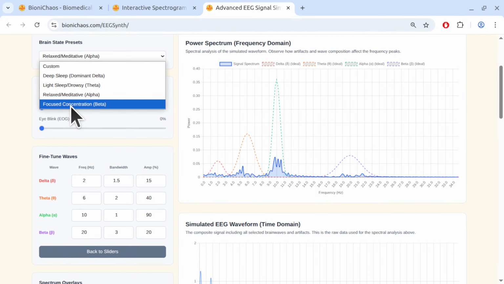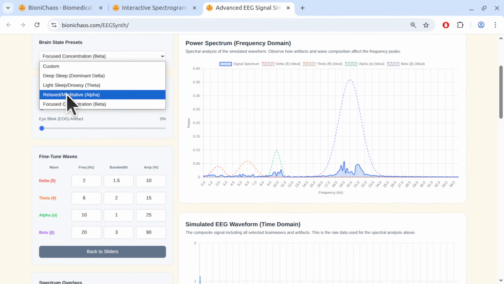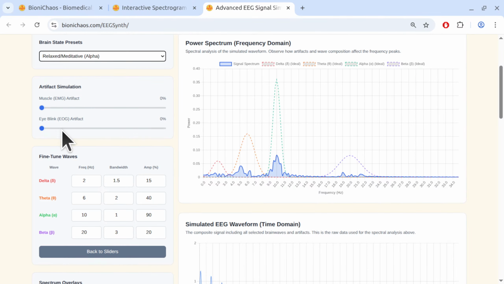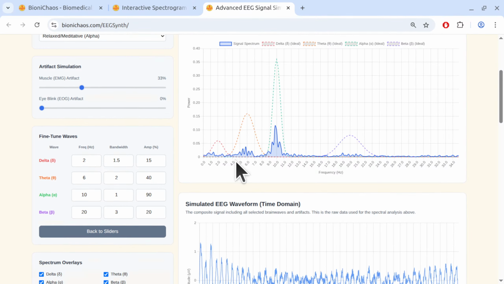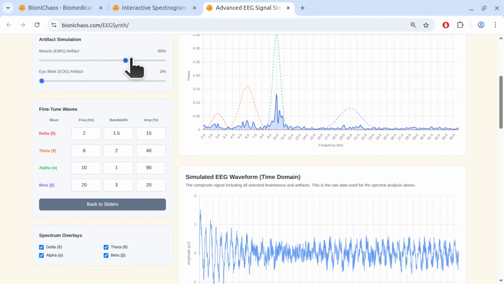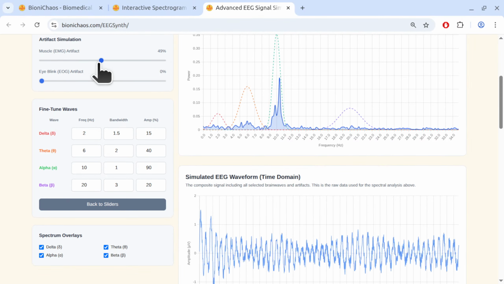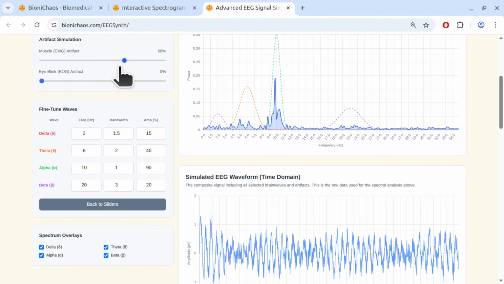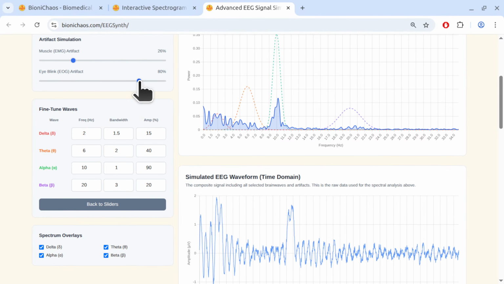Artifacts, you mean? Yeah, artifacts. The simulator lets you dial in two common ones. There's muscle artifacts, EMG, that high-frequency noise you get from, like, clenching your jaw. And then eye blink artifacts, EOG. Those look like big, slow-wave spikes in the signal. Simulating these is so important because real data is full of this stuff. Learning to spot it and eventually filter it out is absolutely critical for accurate analysis.